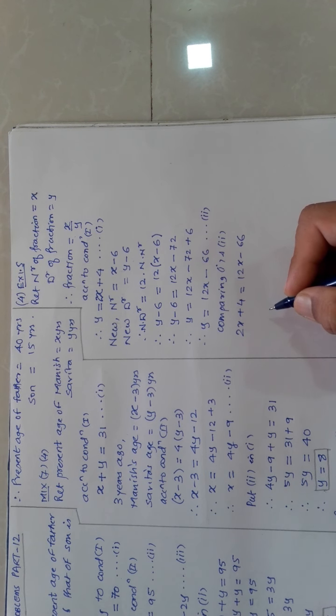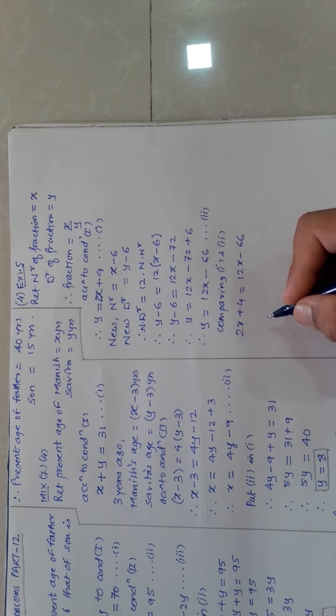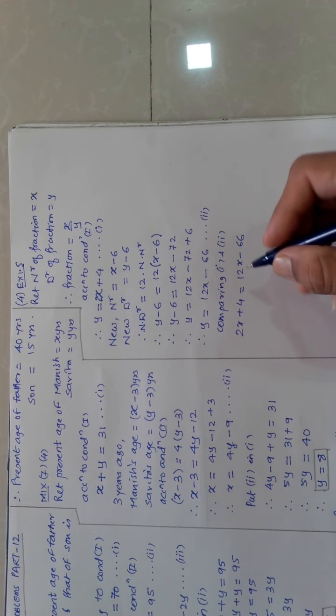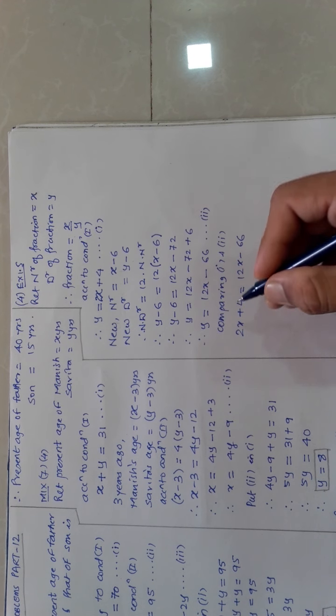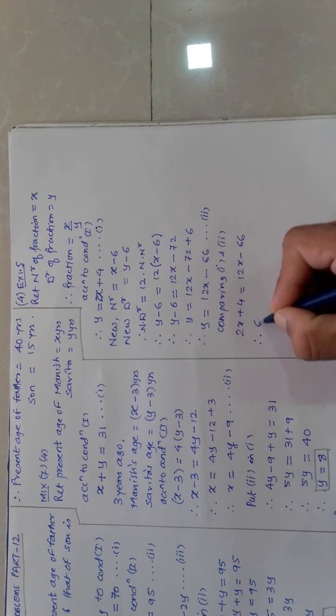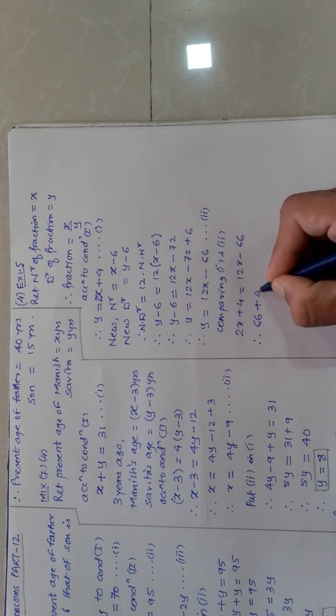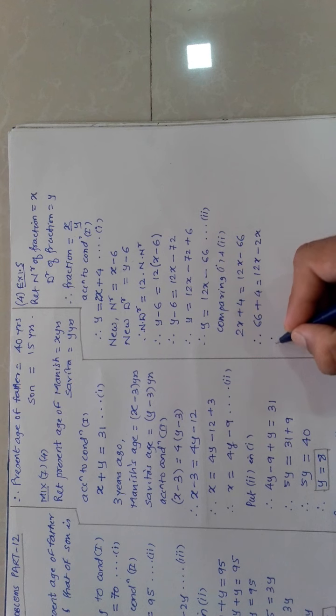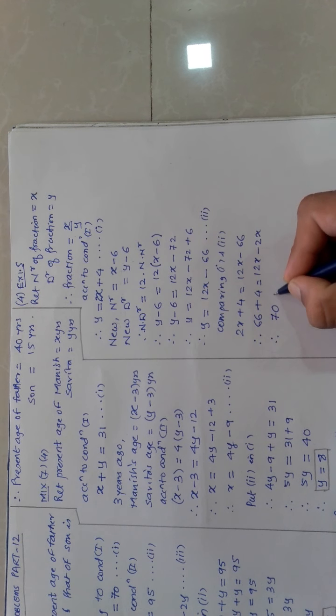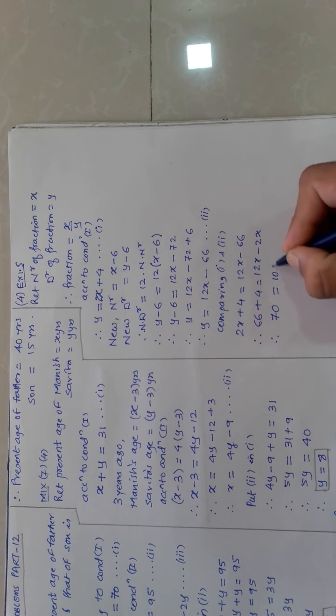So now I will shift the smaller variable. I told you the smaller variable means the variable which has the smaller coefficient. So obviously, of 12 and 2, the smaller is 2. So that will shift here, so it will come here. That is, minus 66 will become plus 66, plus 4 is equal to 12x minus 2x. So 66 plus 4, I think, is 70, and 12x minus 2x is your 10x.